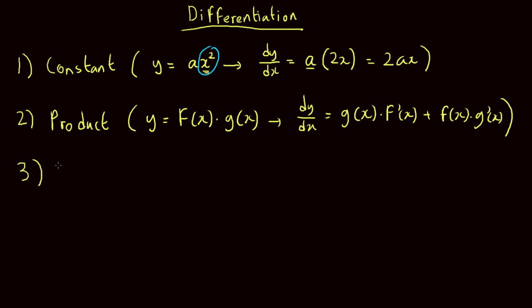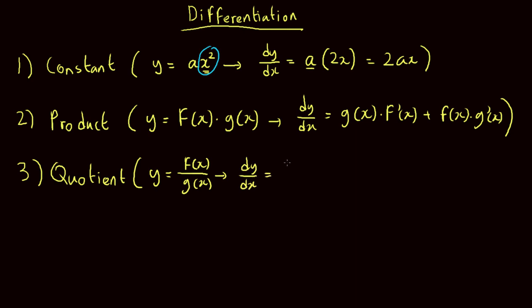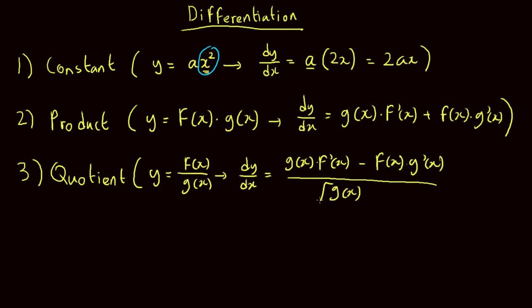Then the third rule we have is the quotient rule. Let's say we have a function y in terms of f(x) over g(x). The derivative dy/dx is equal to g(x) times f prime x minus f(x) times g prime x, over g(x) squared. So that's basically the quotient rule.